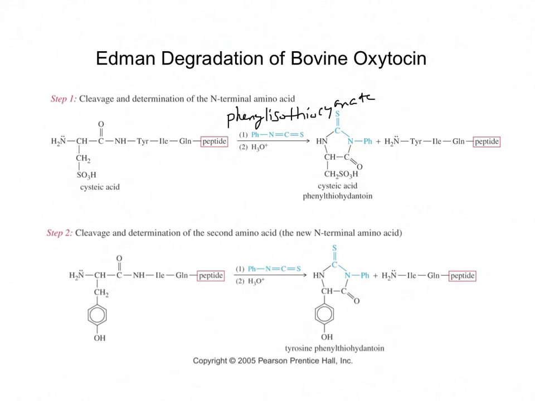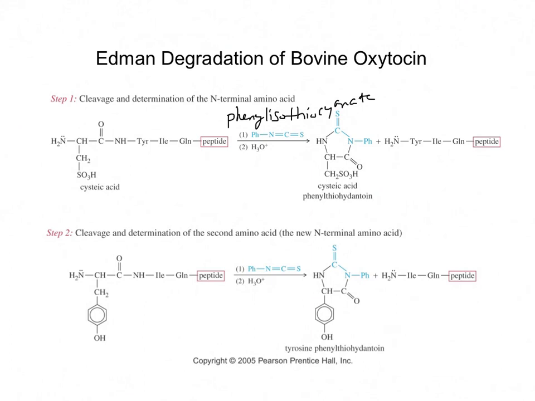I won't test you on that either. Then this weird thing happens. You could give me the mechanism if you were pressed, I'm sure. You get this 5-membered ring where you incorporate the amino acid and the phenyl isothiocyanate in there. When you hydrolyze it with H3O+, you break that 5-membered ring off.